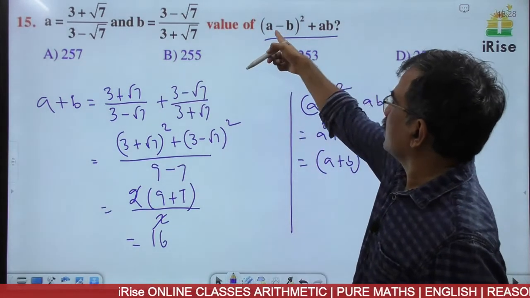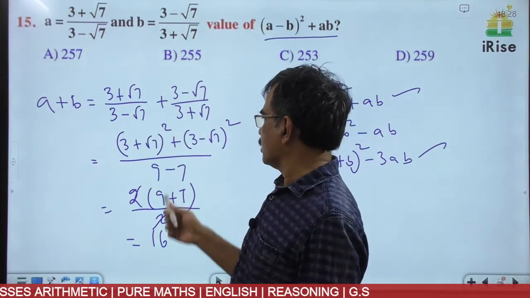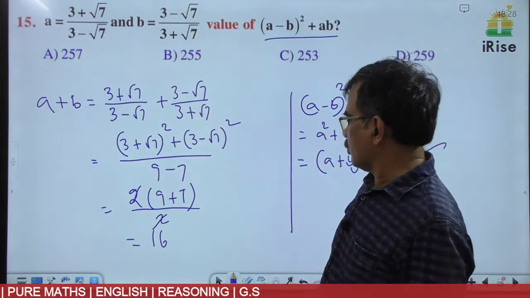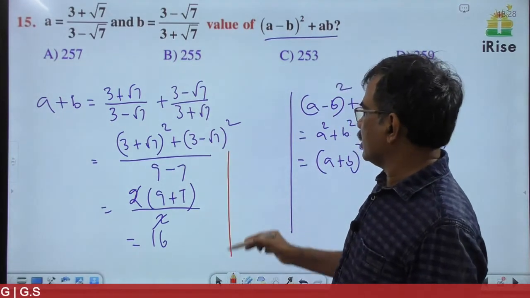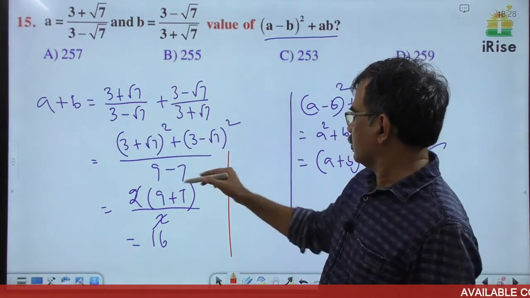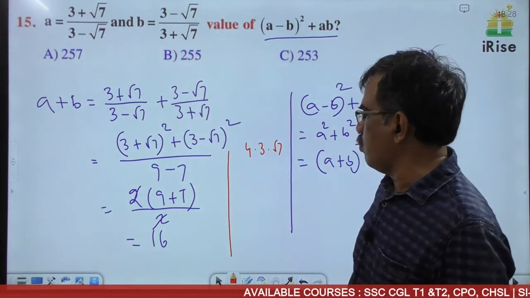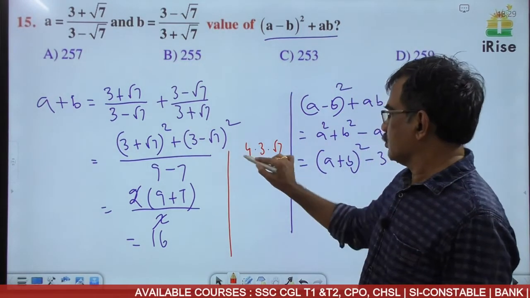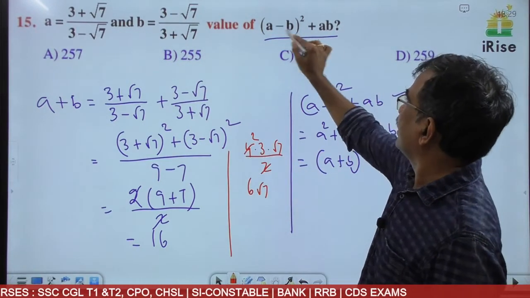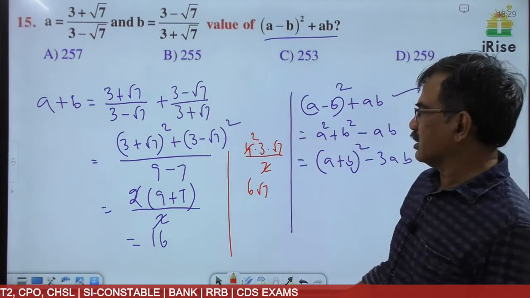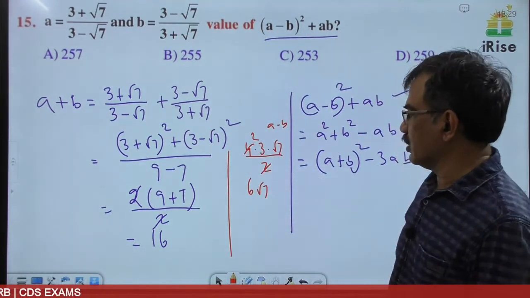Otherwise, if you want to find A minus B, put minus here. This is minus, this is minus. A plus B whole square minus A minus B whole square, if you find this one, you get 4AB, 4 into 3 into root 7 by 2. 2 cancels, you get 6 root 7 as the value of this one. We can either find A minus B or A plus B, no problem.